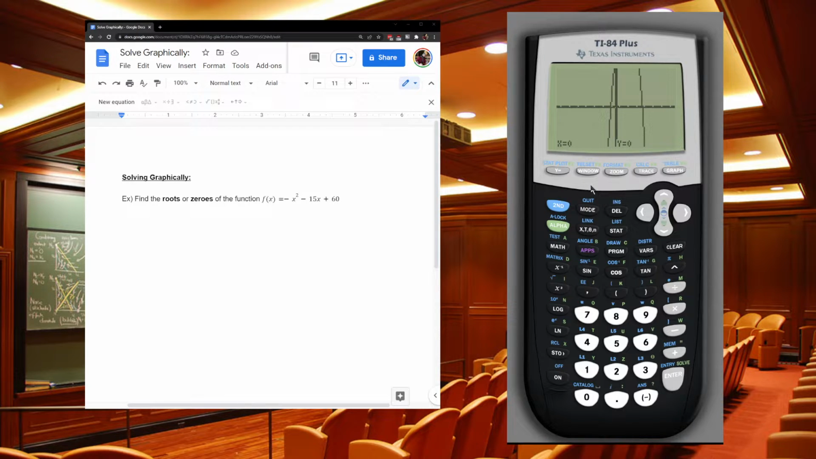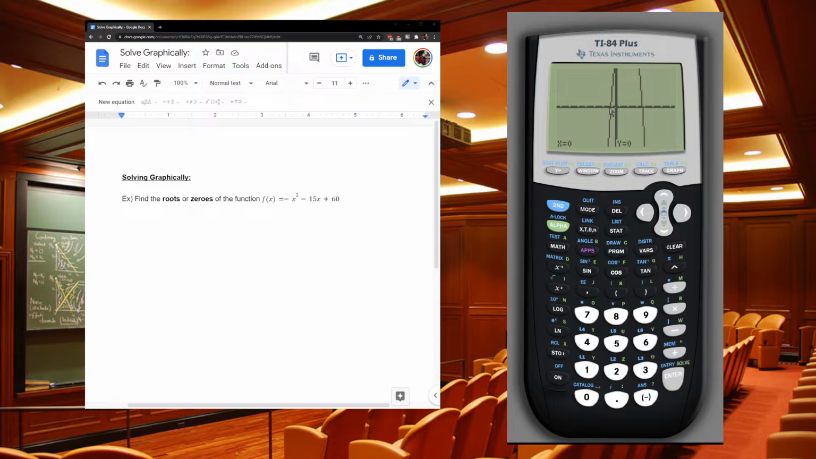Some other alternatives might be to look at a table of values and see roughly where your function's heading, or to kind of play around with the windows. But this worked out because I know this function turns around, and here it is. It's intersecting twice. So I want to find what these two points are.